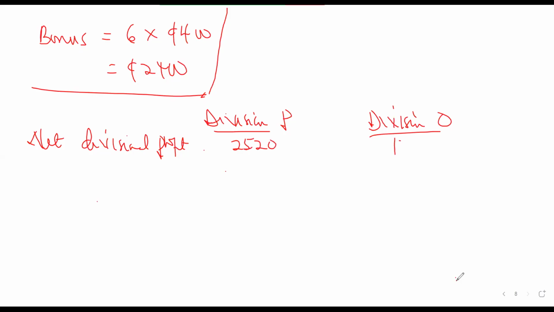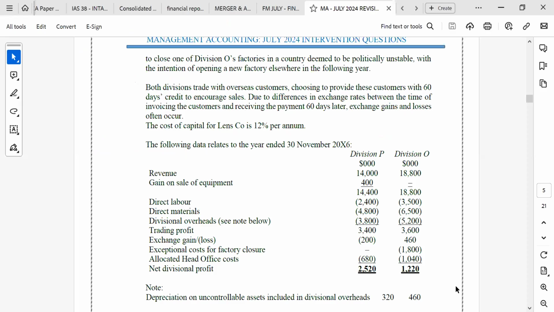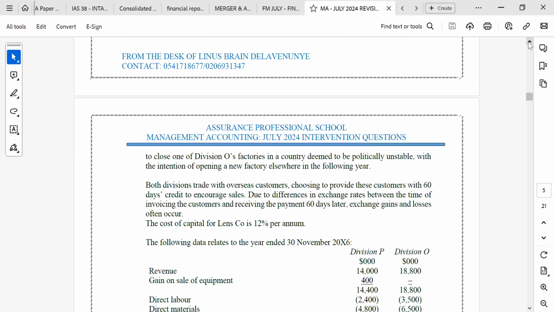Let's now count to the item that's supposed not to be going there. The gain on sale of equipment. Gain on sale of equipment. Read, please. They have given you all the information for you to make the what?